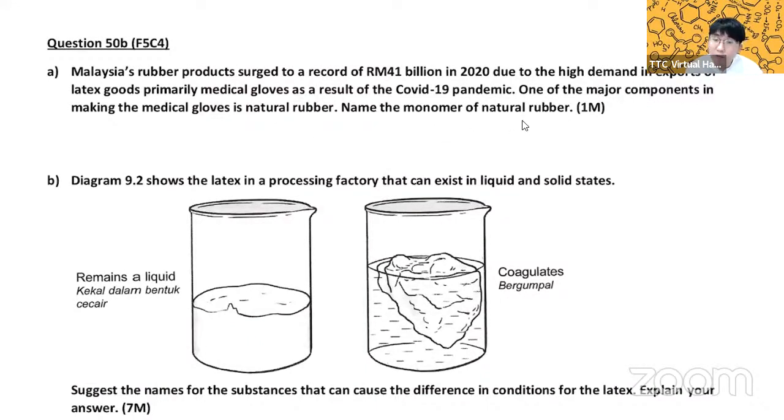Name the monomer of natural rubber. Do you guys remember the monomer of natural rubber? Don't tell me latex. Latex is polymer. What is the monomer of rubber? Confirm forgot already, right? So the monomer is called isoprene.